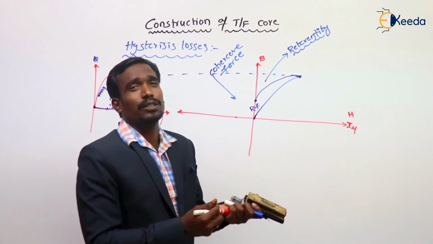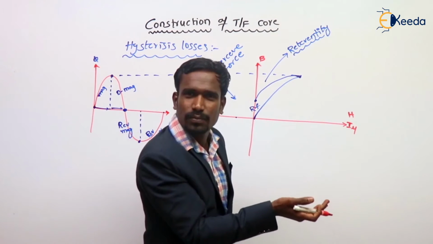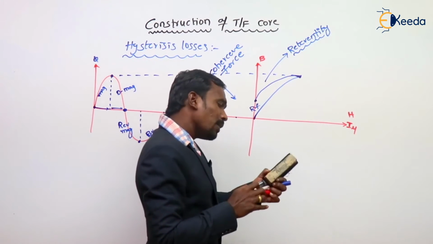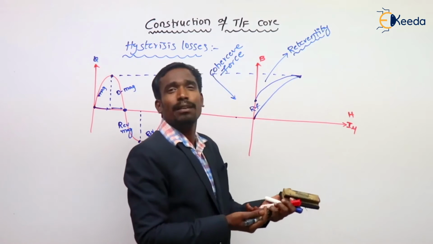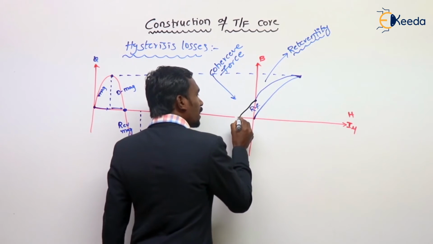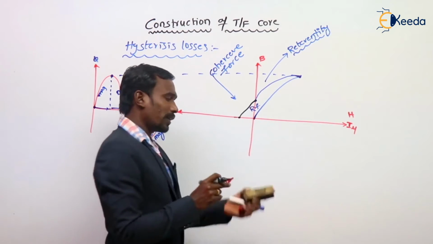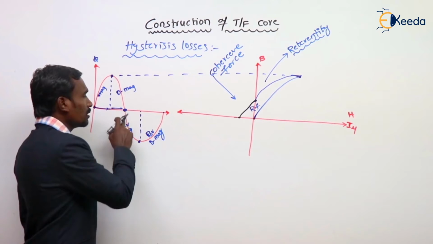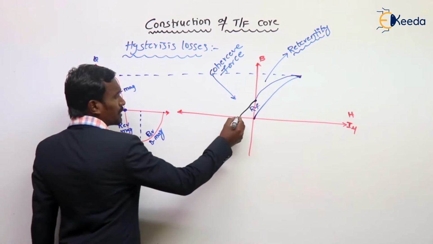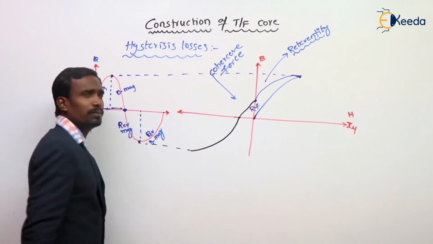By applying the coercive force, the H is increasing in the negative direction. When H is 0, my flux density is here. If H increases in the negative direction more and more, at some condition this flux density comes to 0. Now you can do reverse magnetization, so let's go for reverse magnetization, starting here, up to maximum.